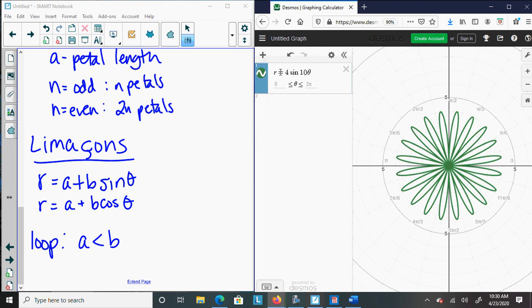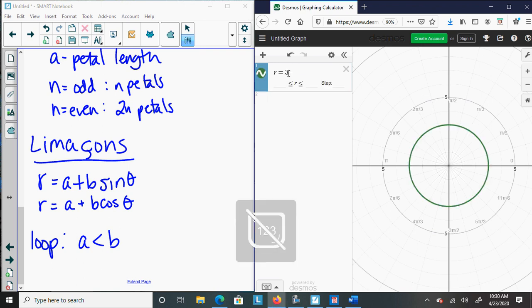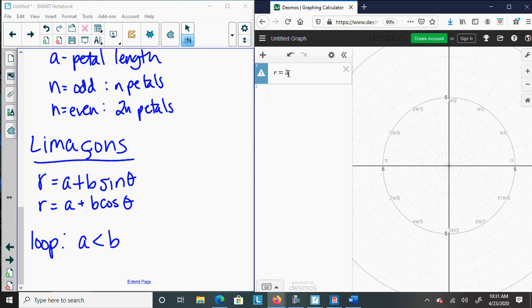So if I typed in, let's see, I'll do a sine one where A is less than B. So I'll go 3 plus 4 sine theta. So this is a limaçon. A is less than B. It's a loop, and you'll probably see why it's a loop because it's got a loop in it. It loops all the way around.